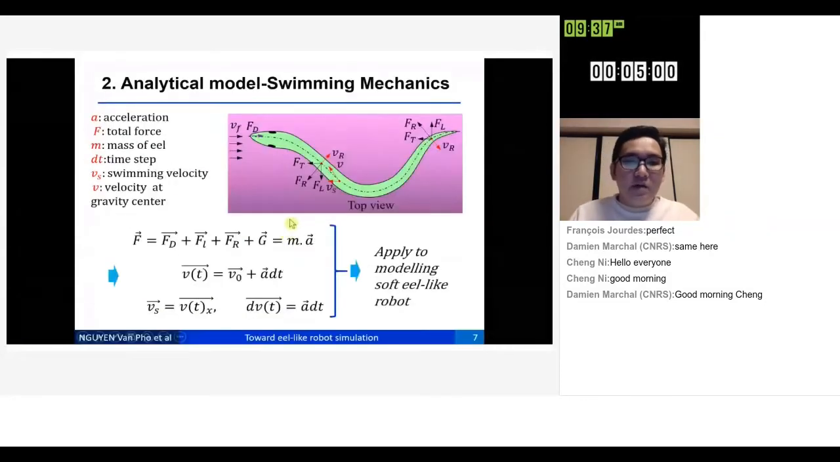After determining all components of the force, we get the total force F, the body velocity, and the swimming velocity of the eel. These kinetic characteristics are applied to modeling the eel-like robot in SOFA simulation.